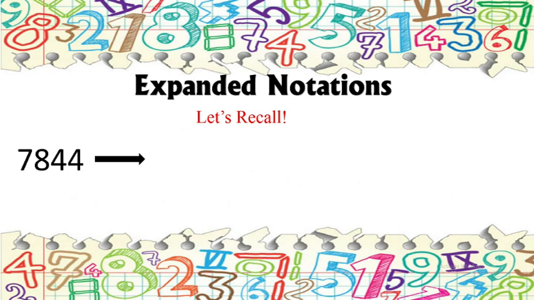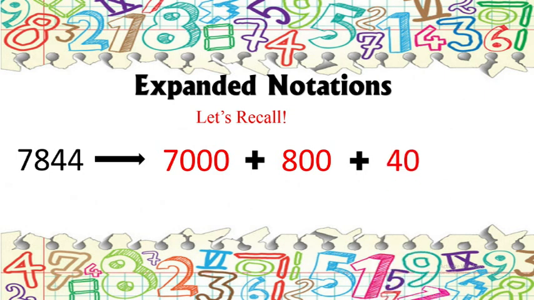Yes, very good. 7 in thousands place, 8 in hundreds place, 4 in tens place, 4 in ones place. Now let's look at how to write the number in expanded form. 7 represents 7,000. 8 represents 800. 4 represents 40. And 4 in ones place represents 4.